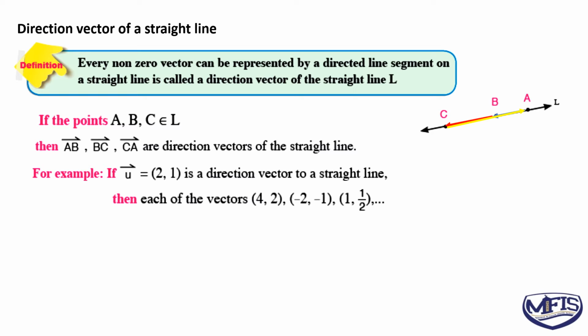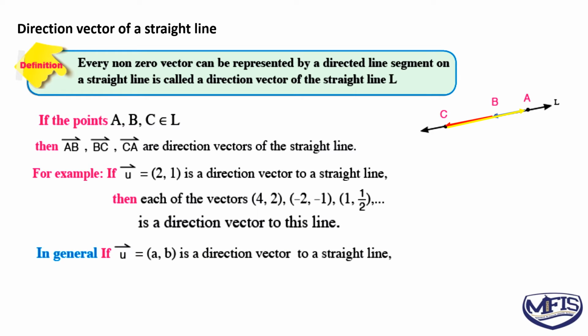For example, if u equals (2, 1) is a direction vector of a straight line L, then each of the vectors (4, 2), (-2, -1), and (1, 1/2) represents a direction vector to the straight line L. Because we can multiply (2, 1) by a scalar like 2 to get (4, 2), or multiply by -1 to get (-2, -1), or multiply by a half to get (1, 1/2), which is a direction vector of this line.